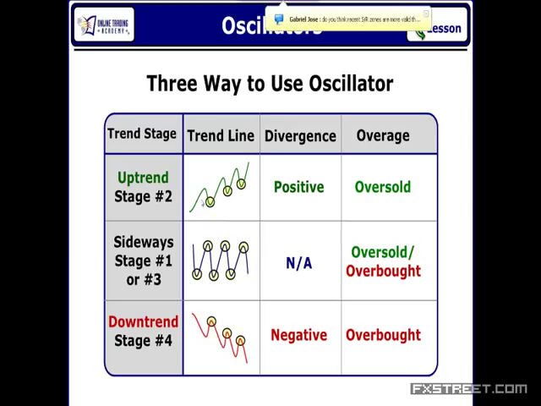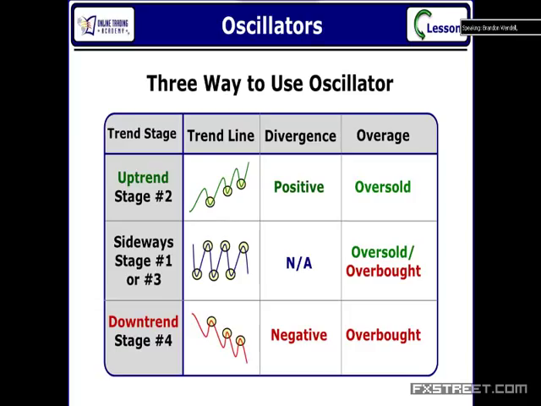However, in an uptrend, we're going to be looking to enter into the trend when we have retracements back to a demand zone. That's the key thing we're going to focus on, is a pullback to a demand zone. And as far as the indicator, it should be reading oversold.